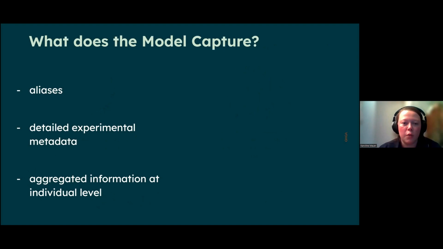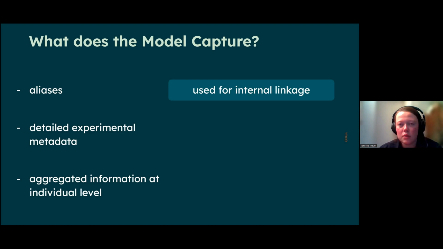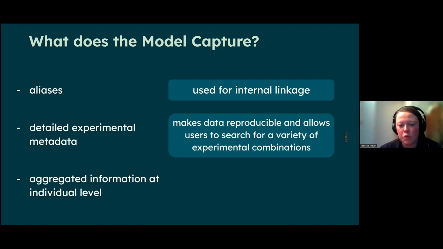So in a nutshell, what does our model capture? If you look into our spreadsheet, you will find a lot of aliases, and these are mainly used for internal linkage. Some of them are also used to be shown as IDs in the catalog later on, but whenever this is the case, you will see a note below the alias. Our model captures detailed experimental metadata. This makes the data reproducible and allows users to search for a variety of experimental combinations.